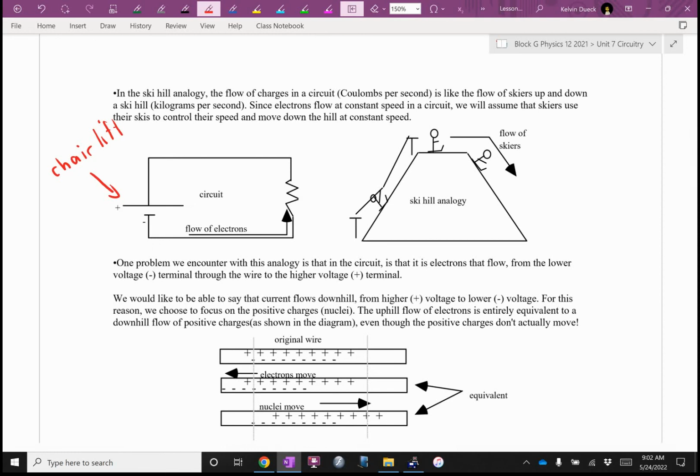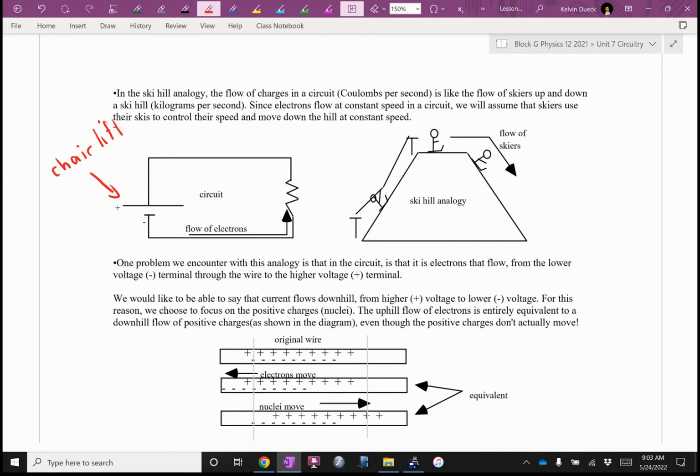Okay, what's the analogy for current on my ski lift? The flow of charges in a circuit, which is coulombs per second, is like the number of skiers on each ski run up and down the mountain. It's how crowded the mountain is. Bigger current, more crowded ski run. Smaller current, less crowded ski run.